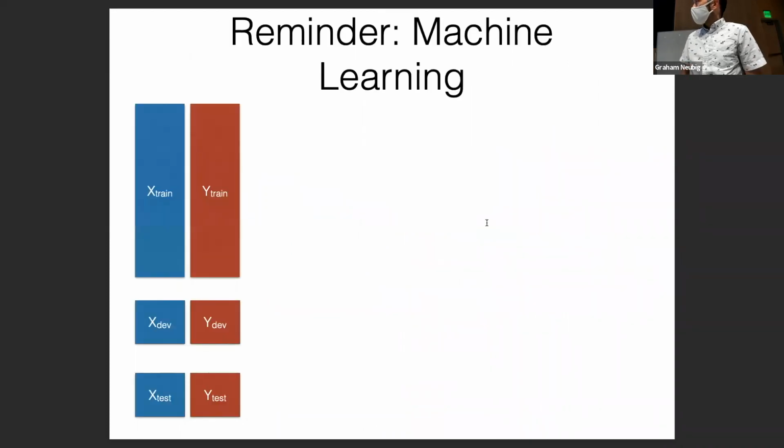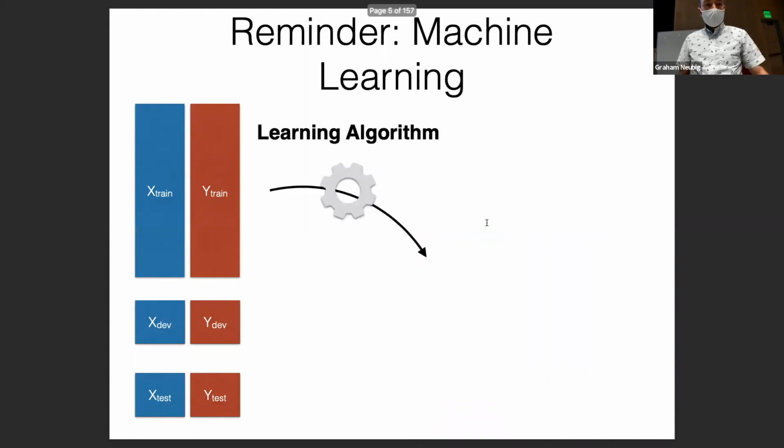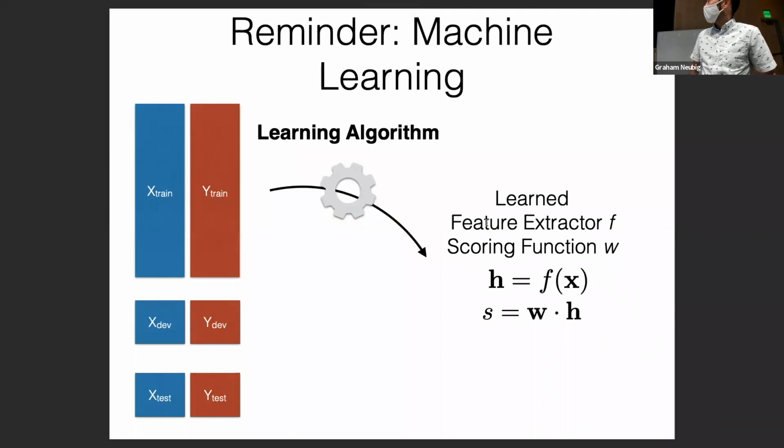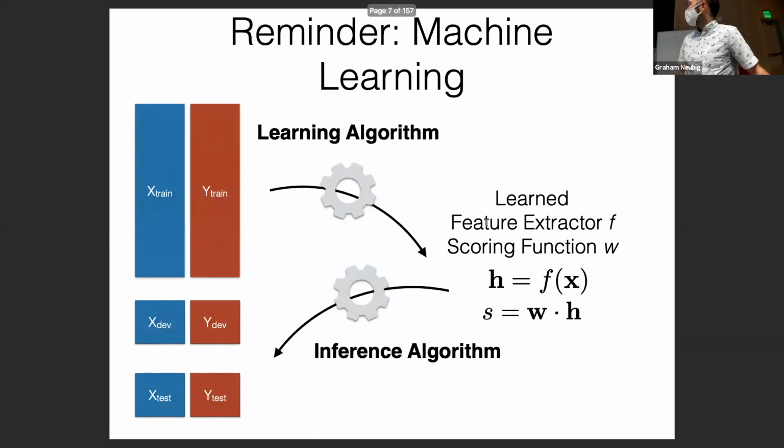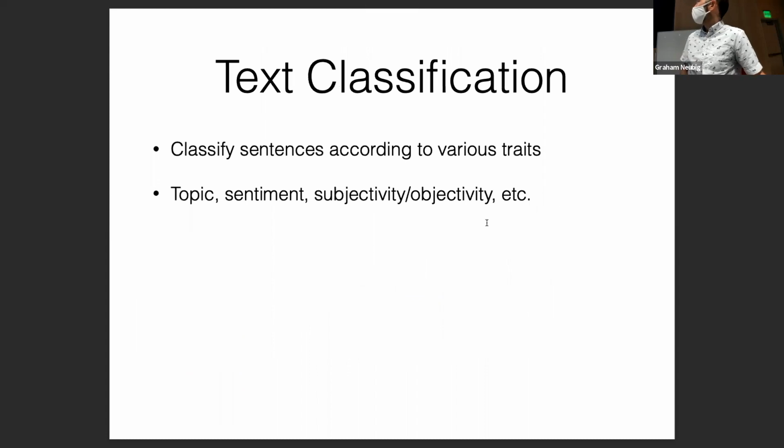So as a reminder, what this looks like basically is we have a learning algorithm, and this learning algorithm outputs a learned feature extractor and scoring function, W. This time we're mainly going to be focusing on learning the scoring function, W, as opposed to the feature extractor. And we're going to be moving into learning the feature extractor part in the next class. And then we apply this inference algorithm to the test set or dataset.